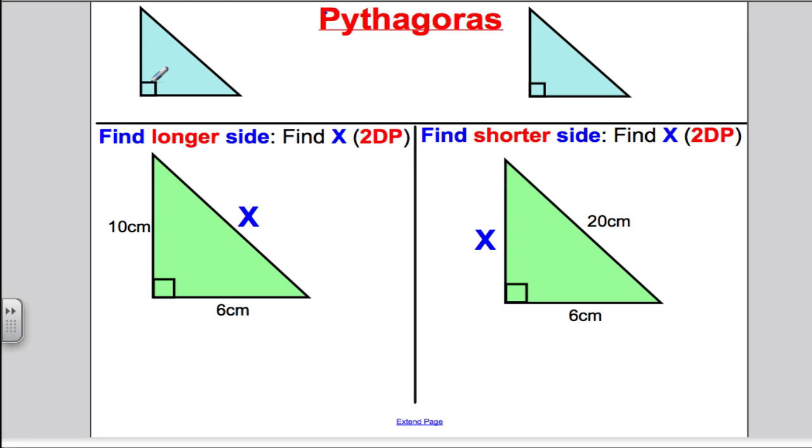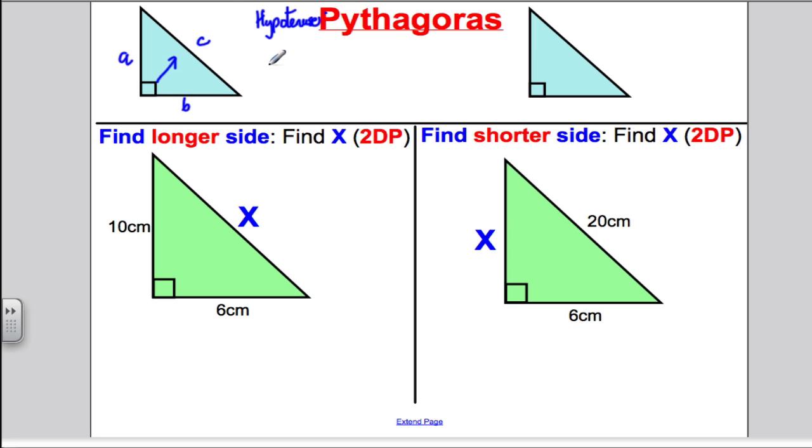Pythagoras' theorem says that we call the longest side of a right-angled triangle the hypotenuse. We always call it the hypotenuse, okay? And if we label that, say, c, that's always the longest side of a triangle. The longest side is always opposite the right angle. Now, the other two sides are what we call the shorter sides. We can call them a and b in any order, it doesn't really matter.